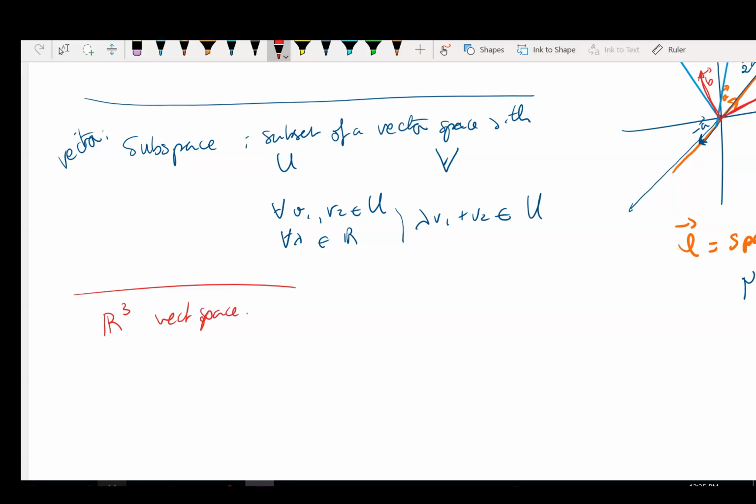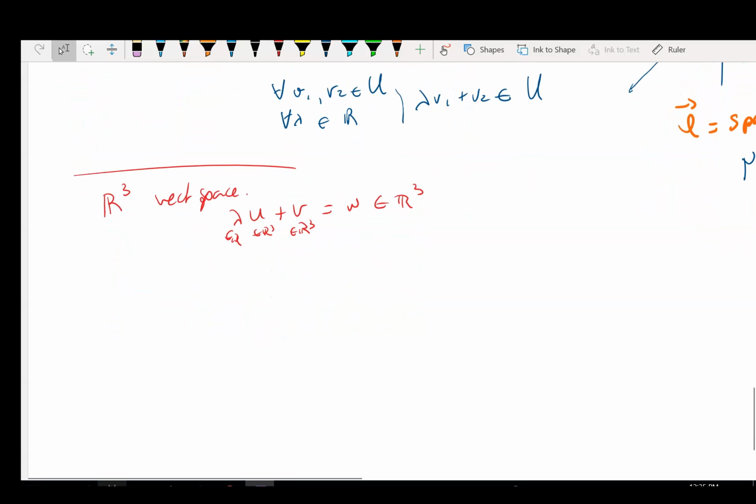You can add vectors and multiply them by a scalar, and that's just going to be a vector in R3. So if that belongs to R3, and that belongs to R3, you still get things in R3, so linear combinations belong to it. What are the vector subspaces we have in R3?